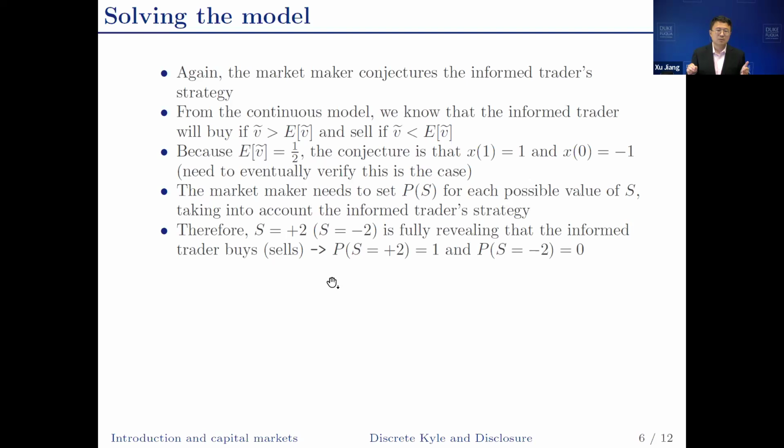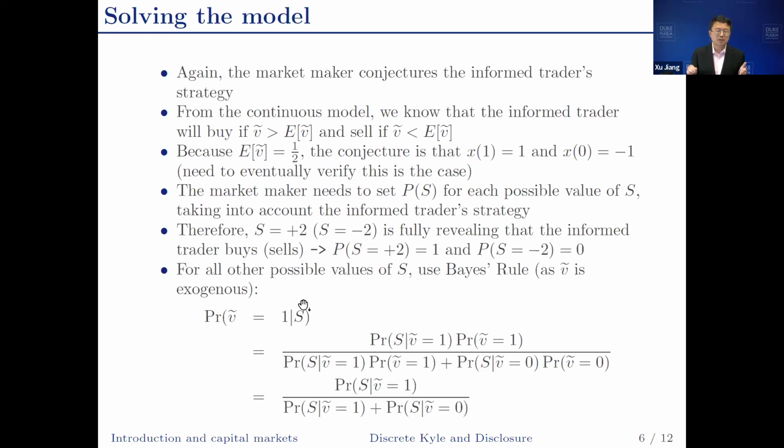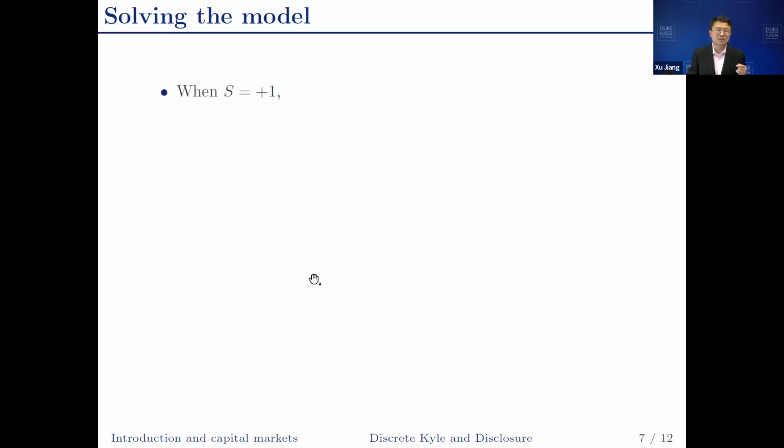And for the other order flow realizations, -1, 0, or +1, the market maker needs to use Bayes' rule to figure out the expectation of V, because V is exogenous. Because V is just 1 or 0 in this case. So to figure out the expectation of V, it is sufficient to figure out the probability of V equals 1 conditional on the order flow. The Bayes' rule derivation shows that in order to derive the probability of V equals 1 conditional on S, we need to know the probability of S conditional on V equals 1 and the probability of S conditional on V equals 0. Let's use S equals +1 as an example.